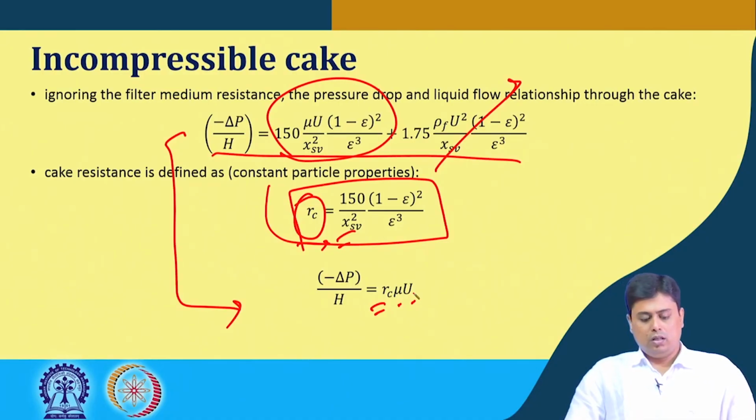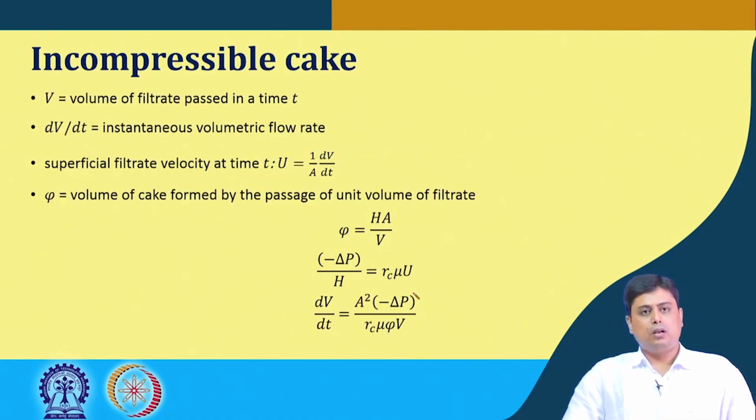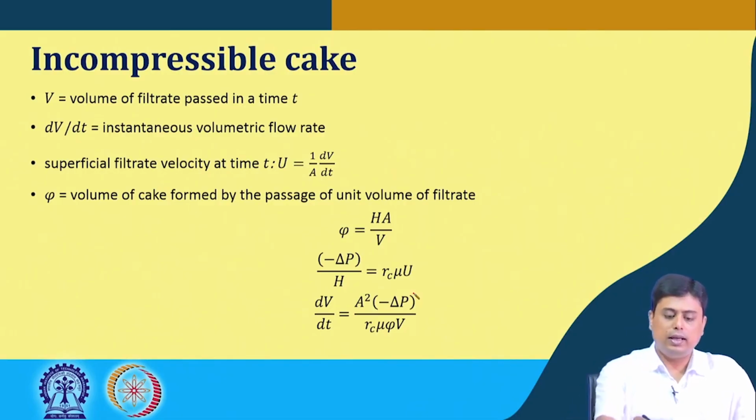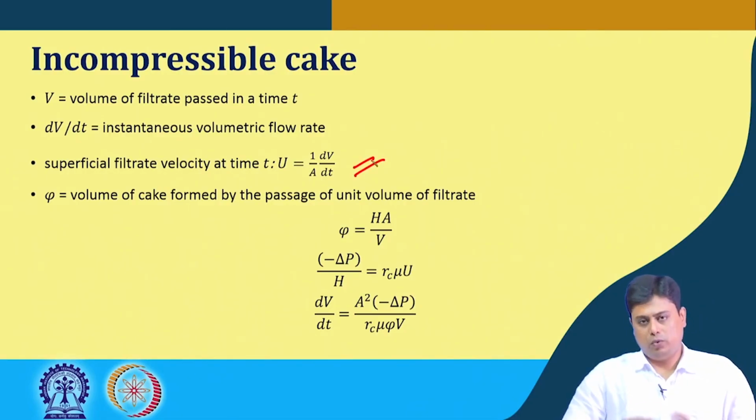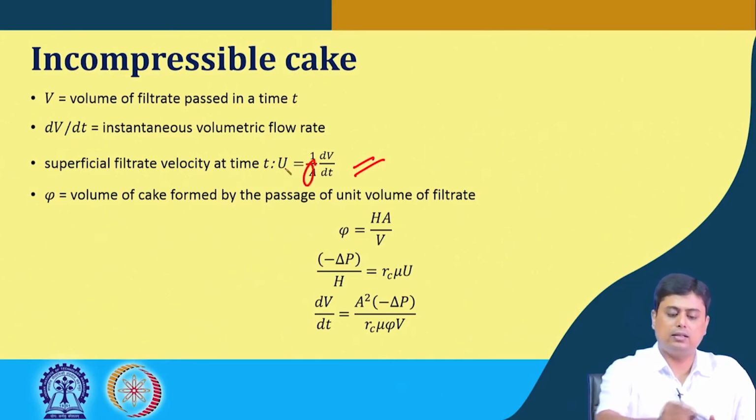Now, if we consider that V is the volume of filtrate passing the filter media at any time t, then dV by dt is the instantaneous volumetric flow rate, and then the superficial filtrate velocity is the instantaneous volumetric flow rate divided by the cross-sectional area, say A in this case.